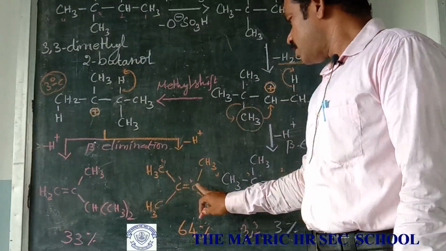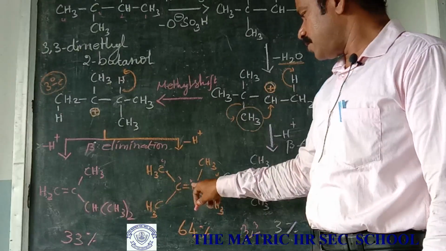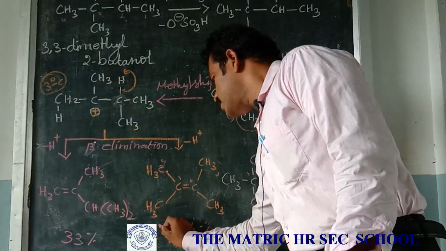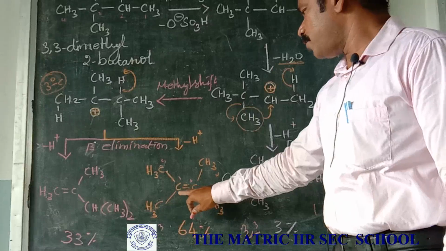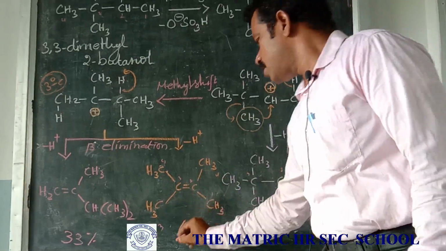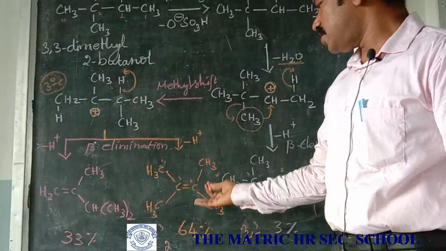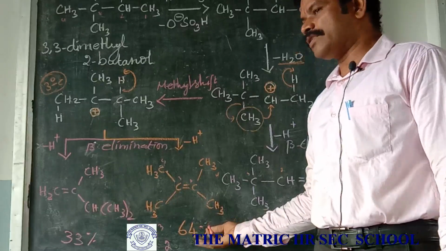In this compound, the methyl groups are present at the 2 and 3 positions, and the olefin double bond is present at the 1 to 2 position. This type of product is obtained at 64%.